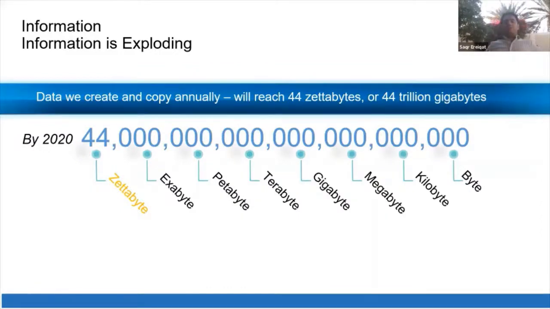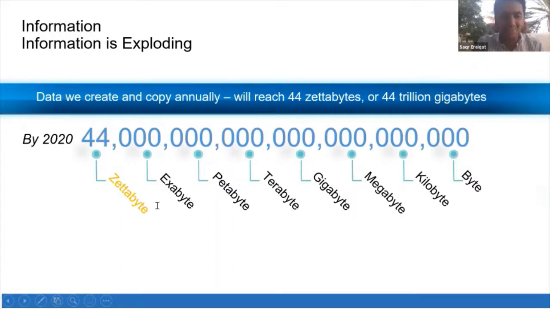Now, through this number of devices and the amount of impact these devices have in our environment, we are now, and this, by the way, is an old number by now, we are expecting to have somewhere around 44 trillion gigabytes of information, of data being generated annually, right?